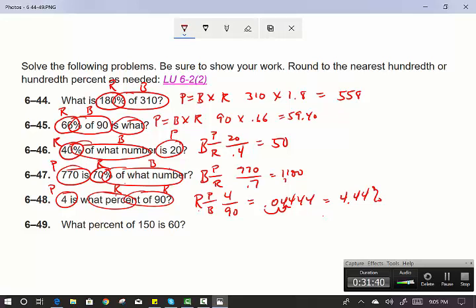Okay, then number 49. What percent? There's your rate right there. The number that follows percent of is your base. The number that's associated with is or equal is your part. So rate is what we're solving for, which is equal to part divided by base.